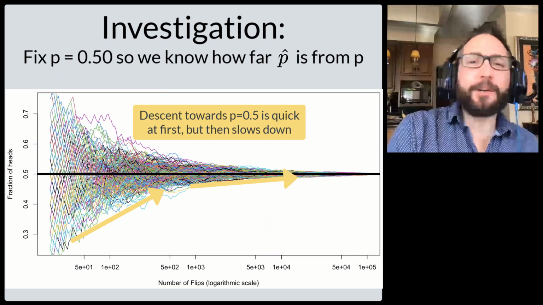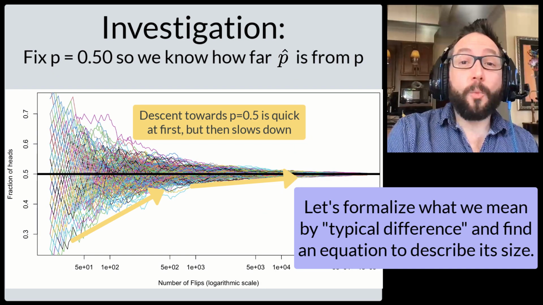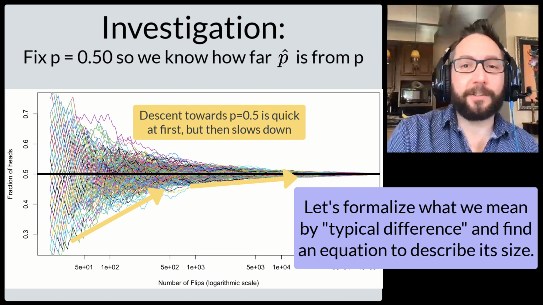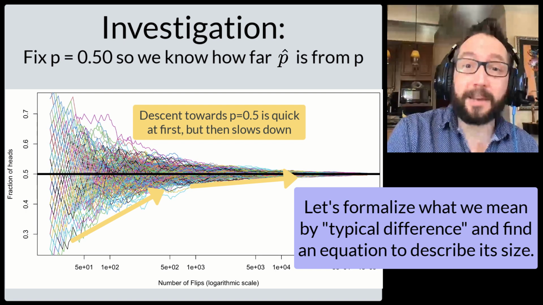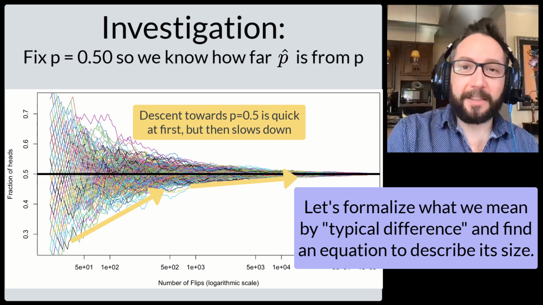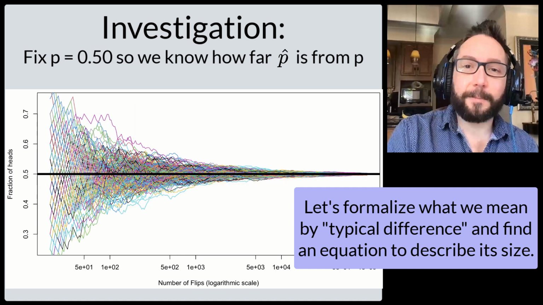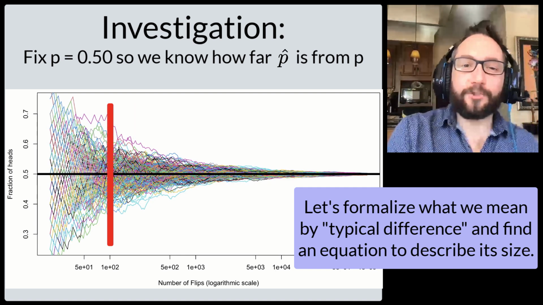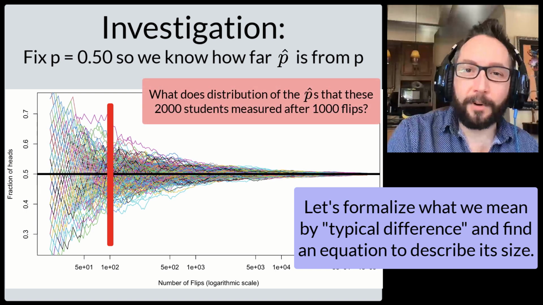So let's try to do a better job at trying to quantify what the typical difference is between a p hat any one of these students might have measured and the true value of p with this experiment. The p hat they've measured and that 50%, the true value for the probability of coming up heads. So here's what we'll do. Let's go ahead and slice all of these trajectories after a certain number of coin flips.